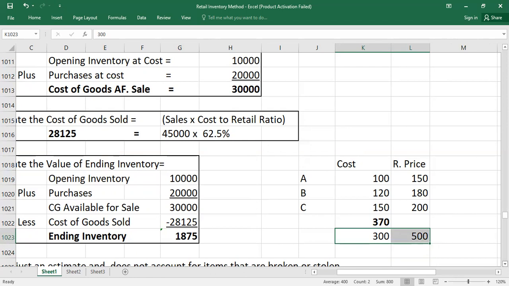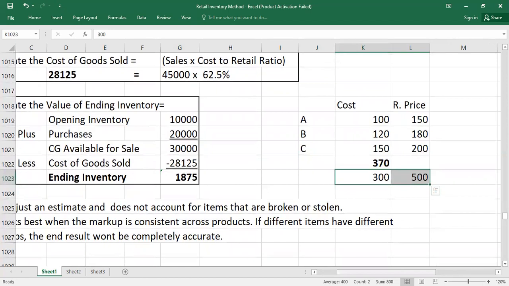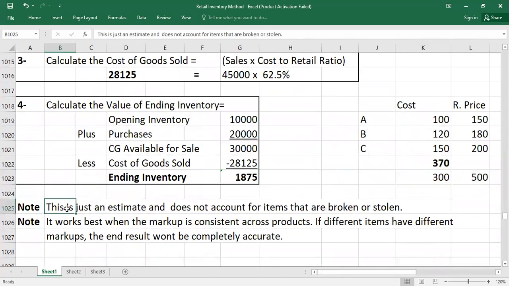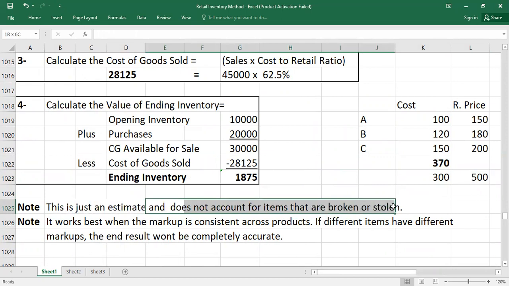Okay, I hope it is clear. So here we have a few assumptions which you should remember. Note this: this method is just an estimate, and does not account for items that are broken or stolen, because what we are doing here, we are taking information only from the records. Maybe you don't verify the goods physically here, so that is why maybe you have some inventory in records, but actually it might be broken or stolen.